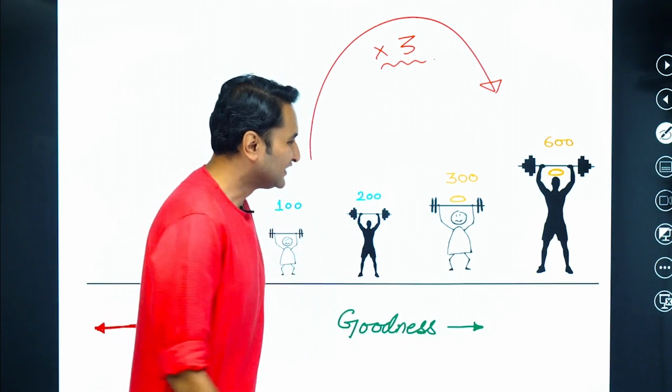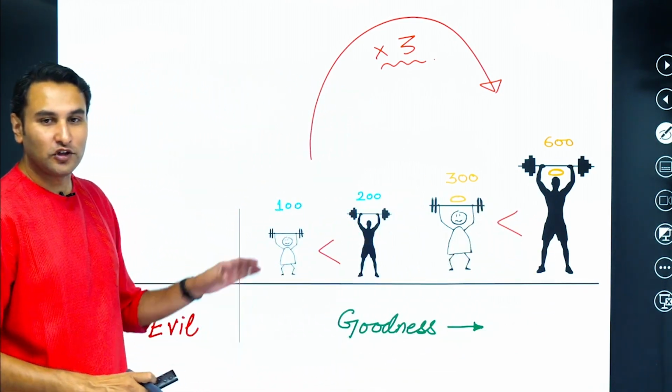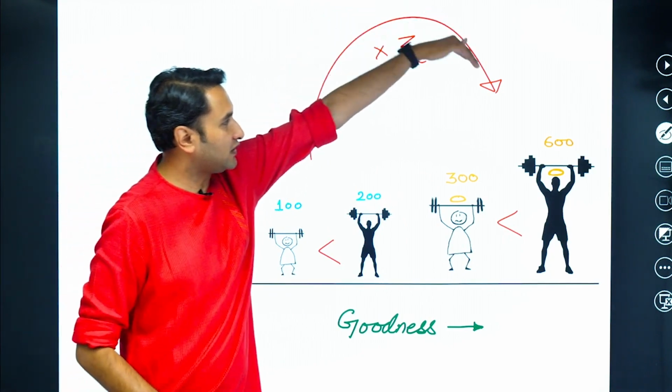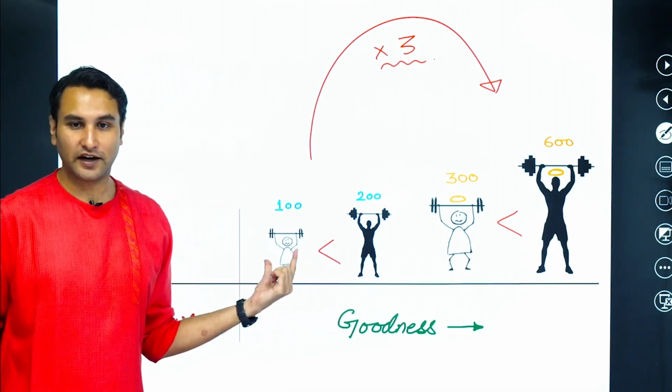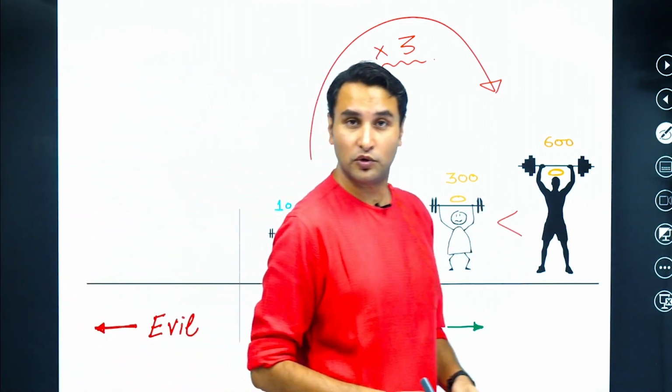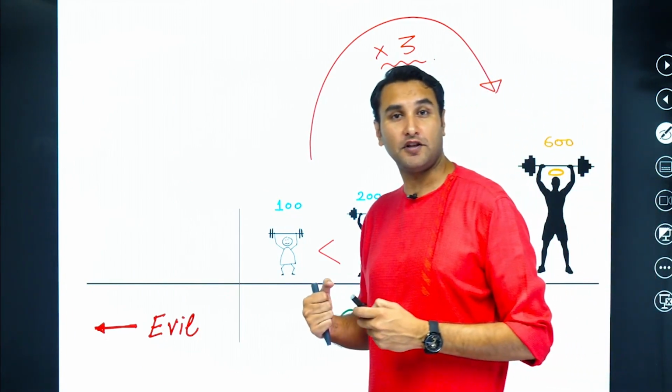Strong, right? So do you see the inequality? Do you see the inequality? When you multiply their power by 3, still the inequality remains the same, right? Still Mr. Strong is more good. Now, but what if I actually make them evil?